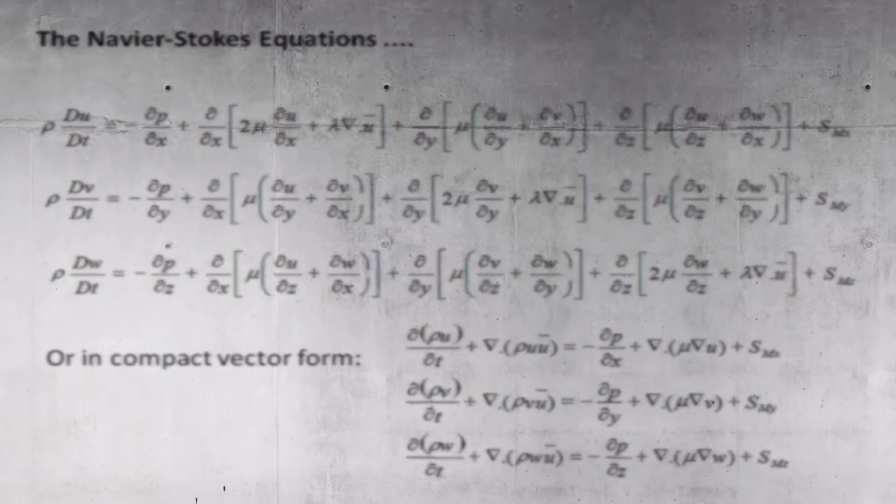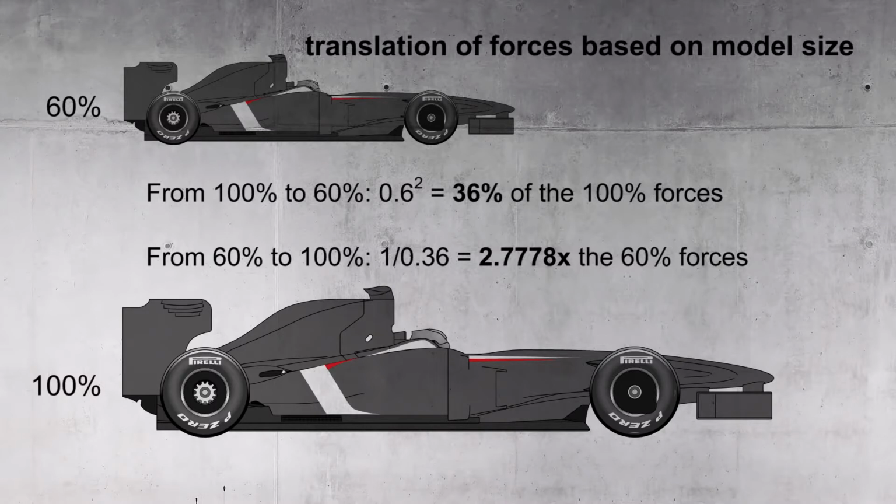This bit's going to involve some mathematics. We'll talk a little bit about what happens with 60%. How do you scale that up to 100%? But don't run away. The maths won't take long, and it's not so difficult. To translate from model forces to real car forces, you have to multiply the forces by the square of the difference in scale. So don't be too scared.